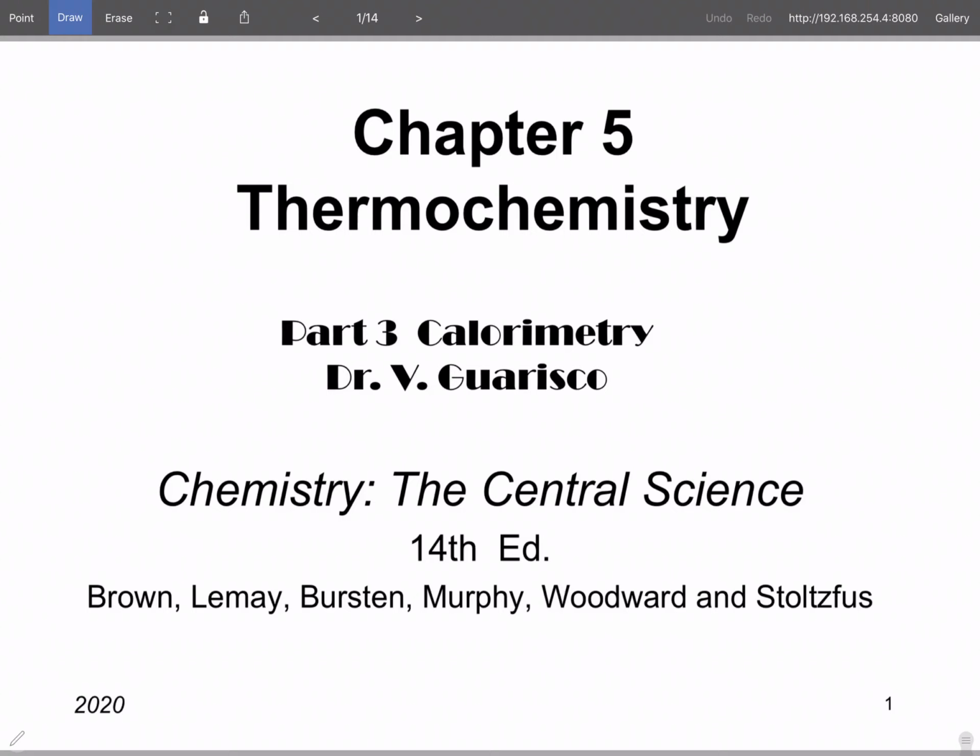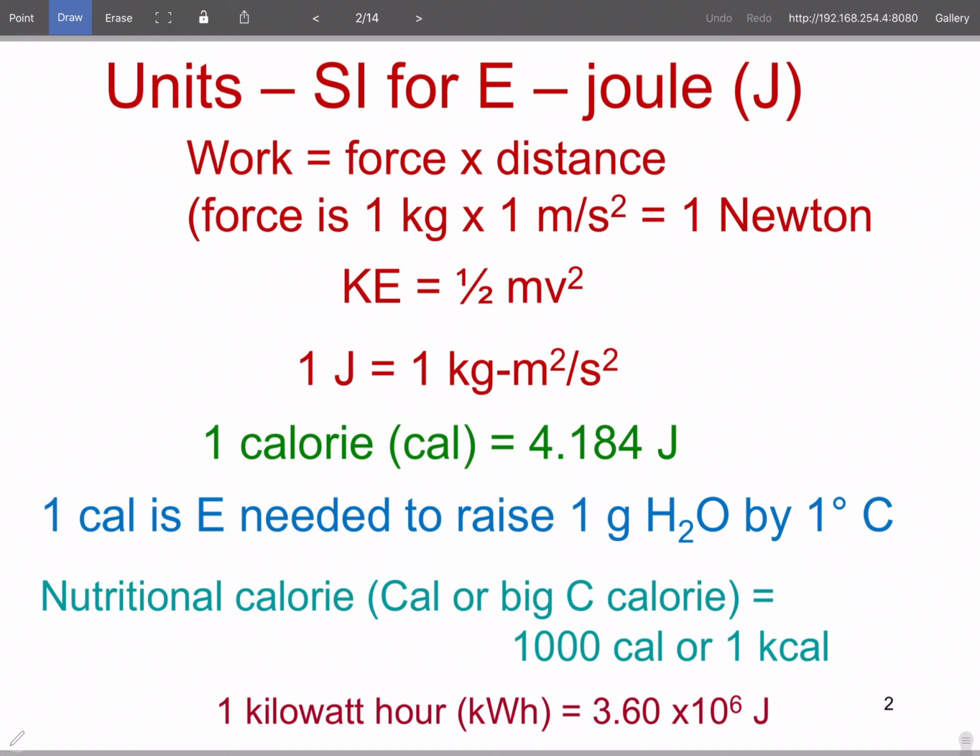Mathematical aspect of calorimetry. Thermodynamics is calorimetry, and that's the study of heat transfer. So, first thing we're going to do is start with their units. The System International, or the International System of Units for energy, are joules.